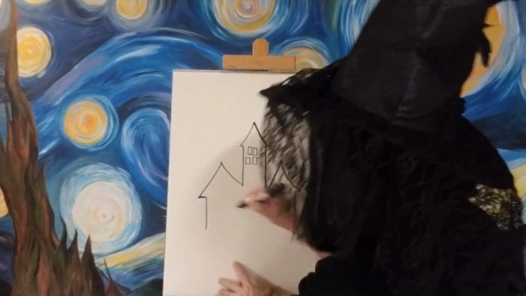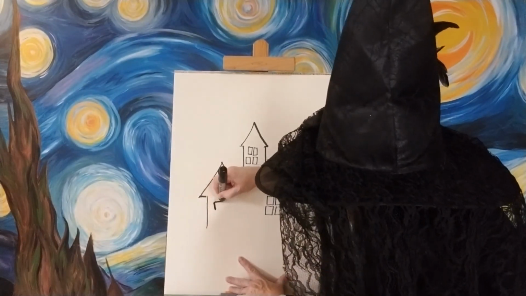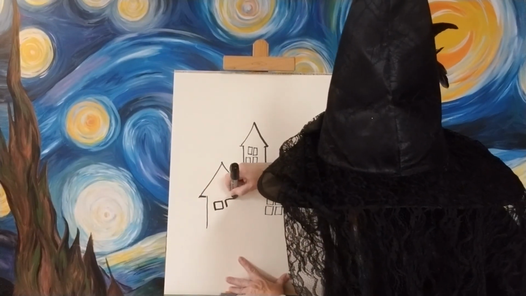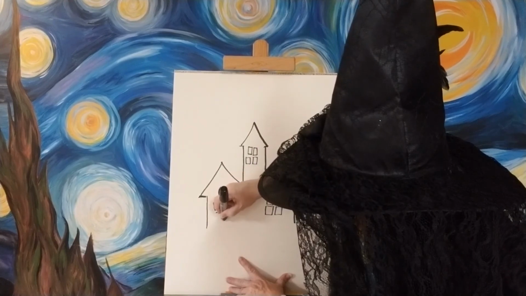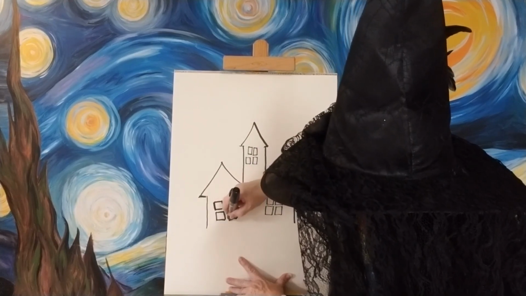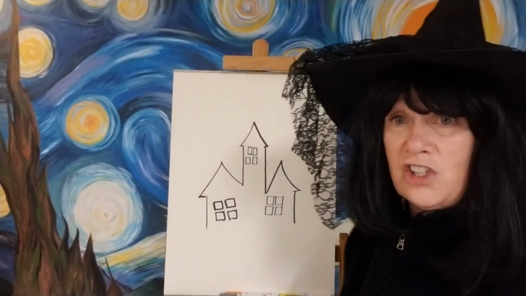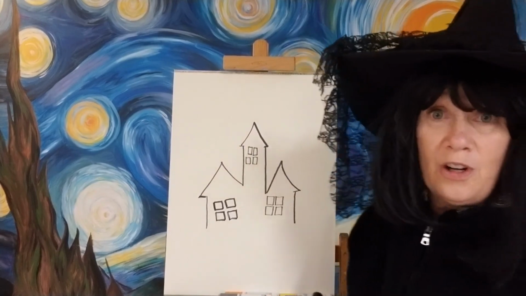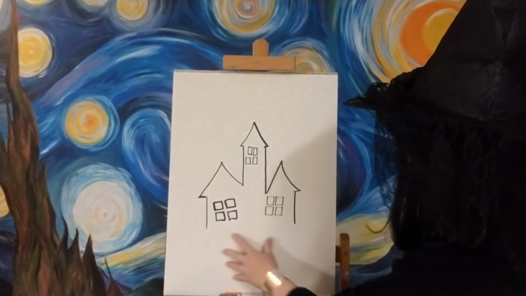Okay, and then let's put another set right over here. Let's put some bigger ones over here. 1, 2, 3, and 4. All right, so now we have got the shape of our haunted house, and we've got our little crooked windows in there. Let's make some stuff down here.